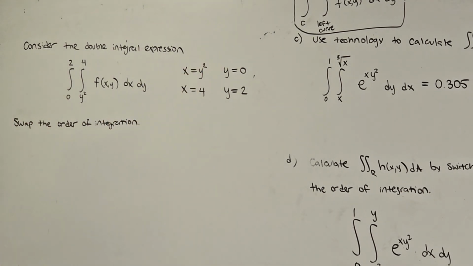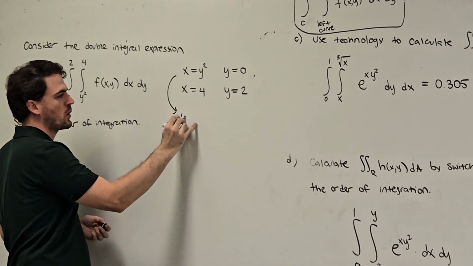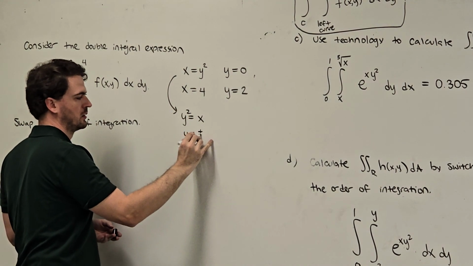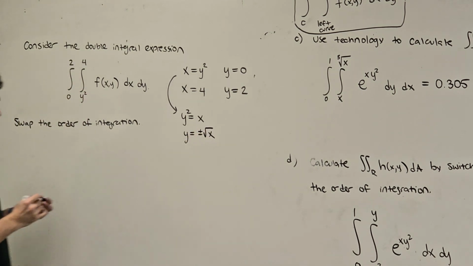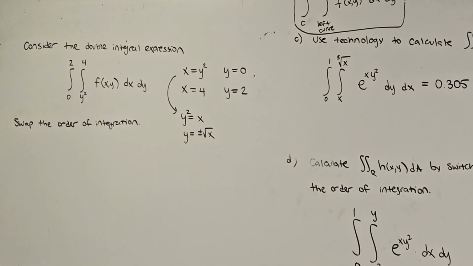So now, sketch the region, and we might be thinking for a second like, oh, I don't know what x equals y squared looks like. No worries. You just solve for y. You get plus or minus square root of x. And you go, oh, okay, that's a square root of x function, then you got the one below.